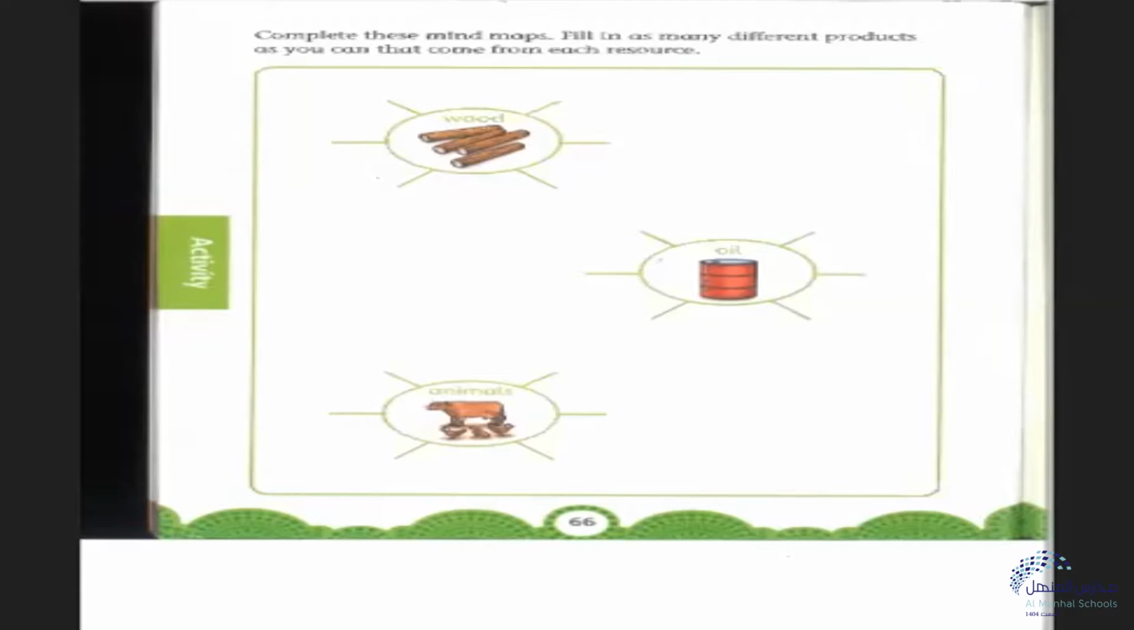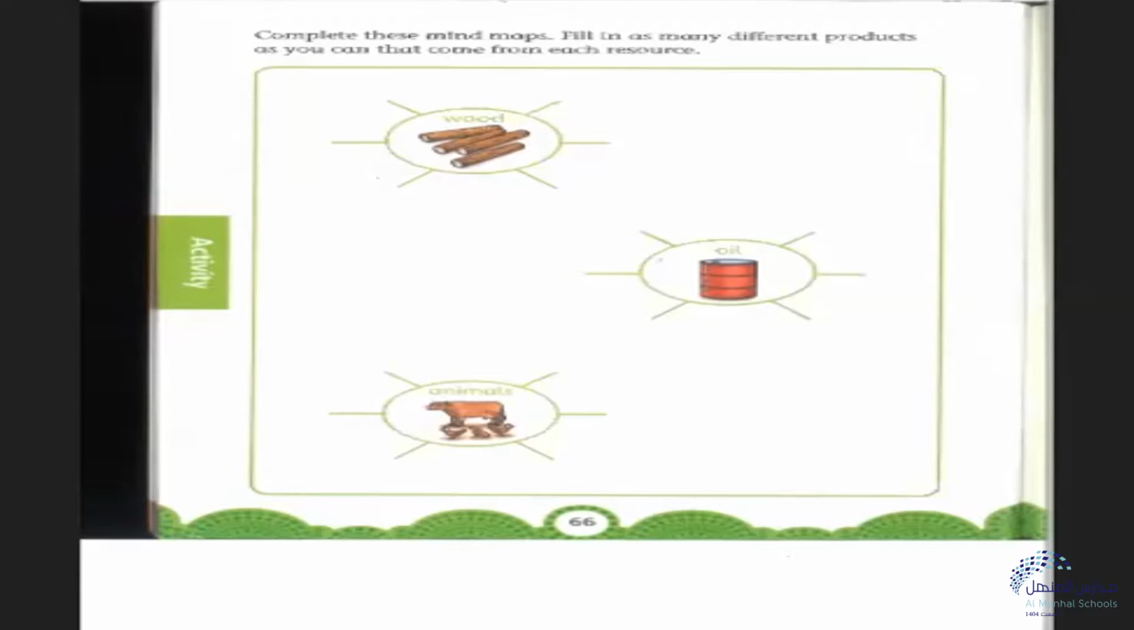Now let's go quickly to the wood. What do you get from wood? Wood you can get furniture, all kinds of furniture. You can get doors of houses, schools, and factories from wood. You can get pencils that come from wood, cupboards. You can get brooms and all sorts of planks. So it's furniture, doors of houses, factories, and schools, pencils, cupboards, brooms. So those are the products that come from wood.